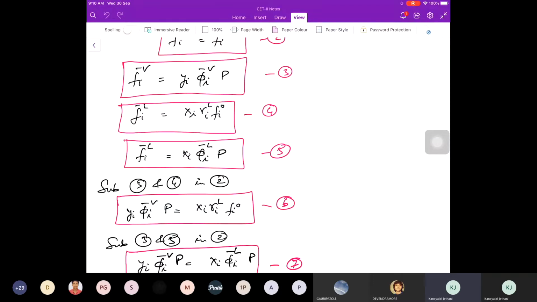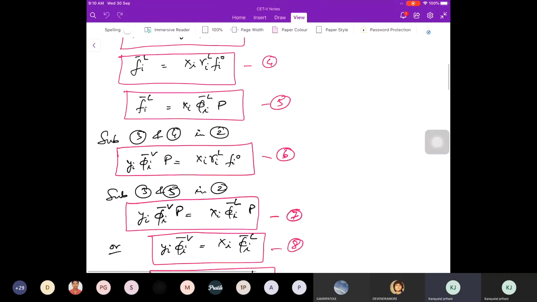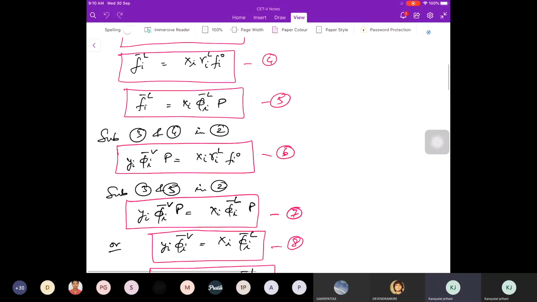So if you substitute equation 3 and equation 4 in equation 2, you'll get equation 6, which is Yi phi bar V into P is equal to Xi gamma L Fi 0. And if you substitute 3 and 5 in equation 2, you'll get equation 7, which is Yi phi bar V P is equal to Xi phi bar L into P, right? और P P cancel हो जाएगा, we'll get Yi phi bar V is equal to Xi phi bar L.